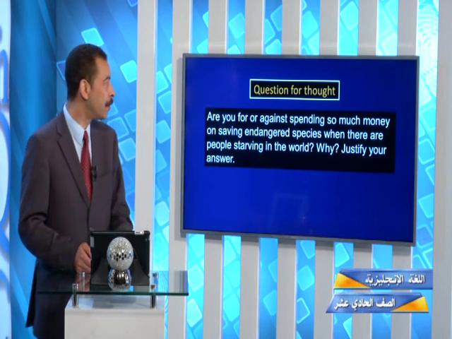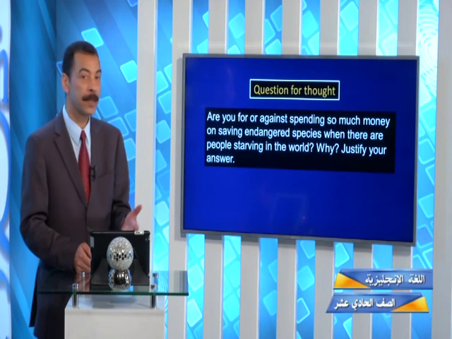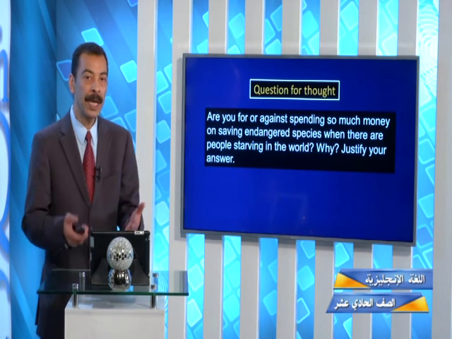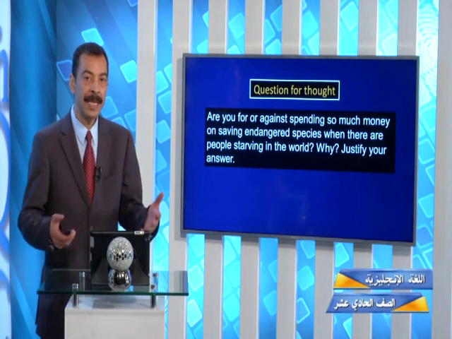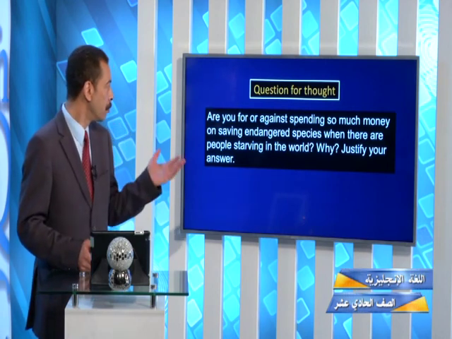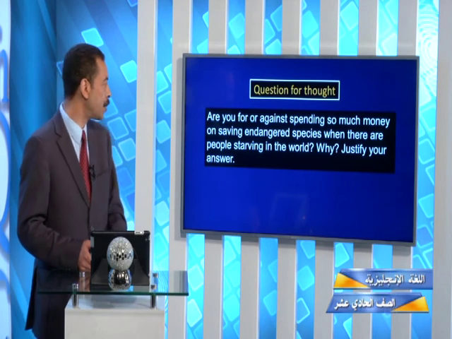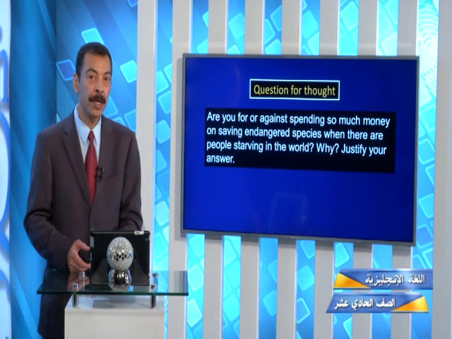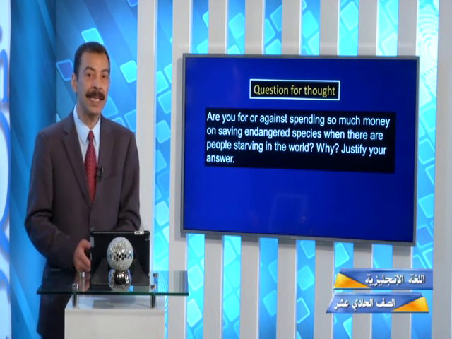Now here I have made a question for thought. This question is for you to think about it and maybe to elaborate on it and to write what we call a sort of composition. That is a complete article about, are you for or against spending so much money on saving endangered species when there are people starving in the world? Why? Justify your answer. This question, as I said, could be a composition question because it gives you the chance to write freely and openly and express your opinion.